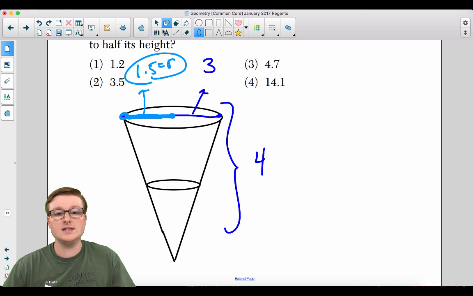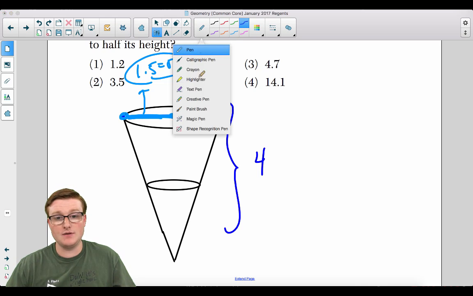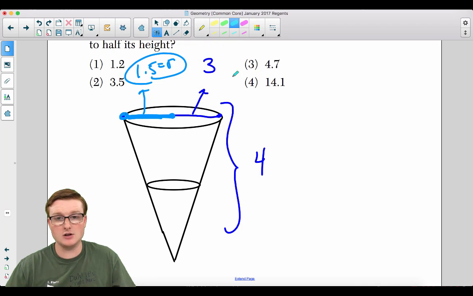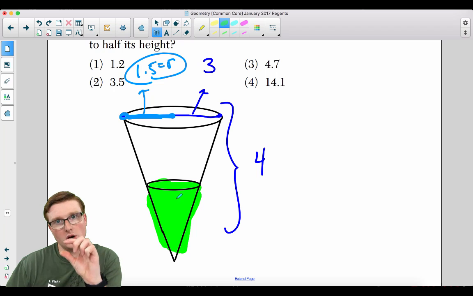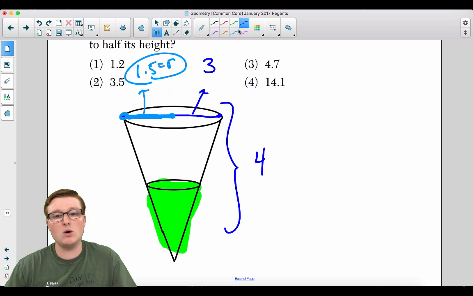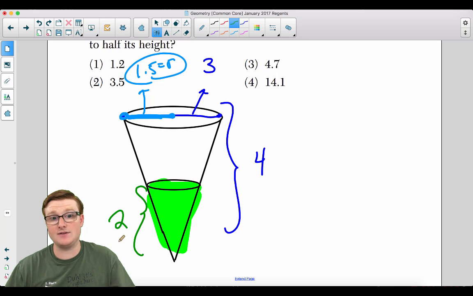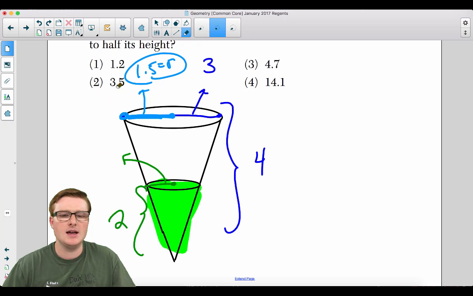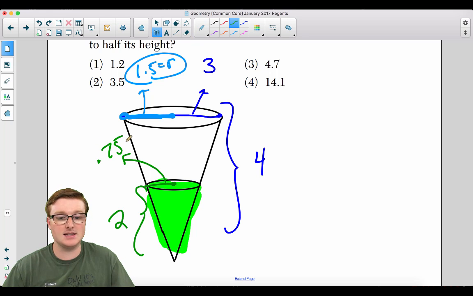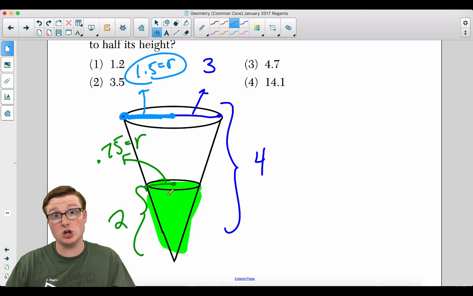Now, we need to find the volume of this, ladies and gentlemen. We need to find the volume of this right here. So the volume of that water level, we need to figure out, well, what's the height? The height is now 2 because it's filled to half of its height, and the radius is half of 1.5. It's 0.75. That's the length of the radius of the smaller cone.